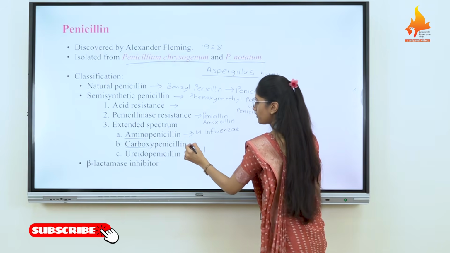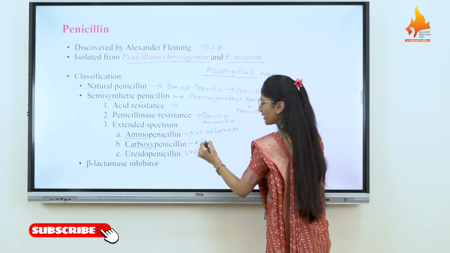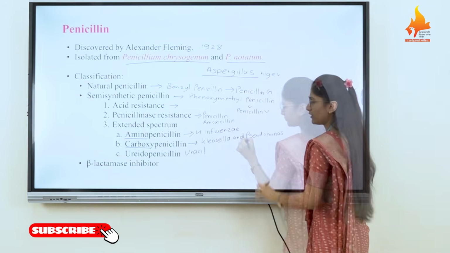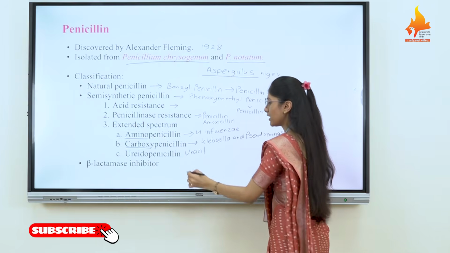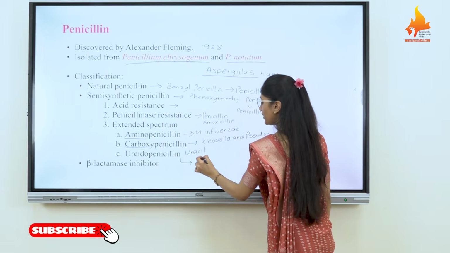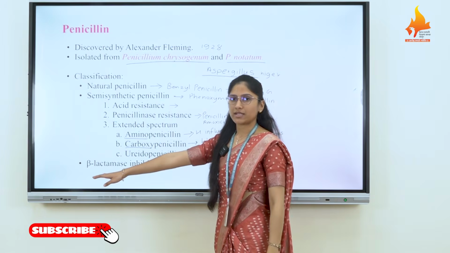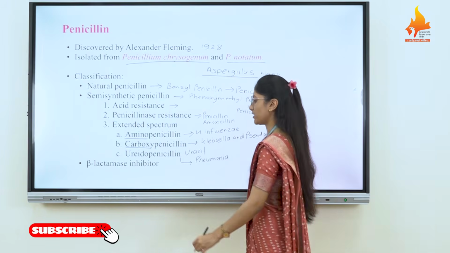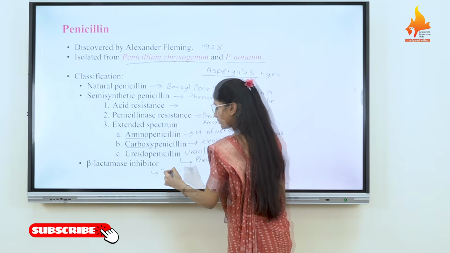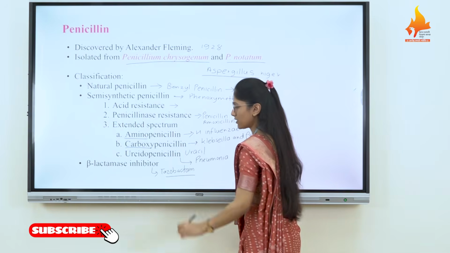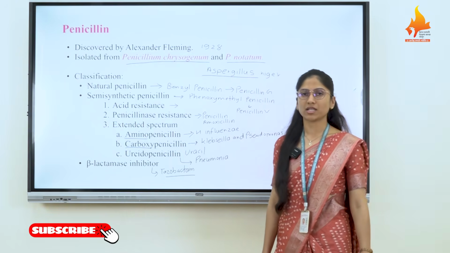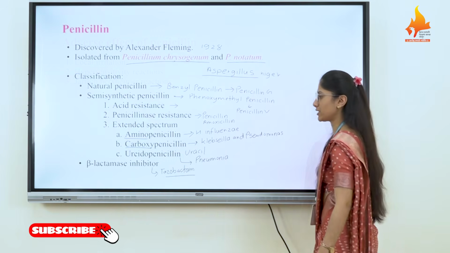Carboxypenicillin, this particular antibiotic, is active against Klebsiella and Pseudomonas. And the last one, ureidopenicillin, this particular antibiotic is active against pneumonia. And the last class, that is beta-lactamase inhibitor. The most common example is tazobactam. Tazobactam is the beta-lactamase inhibitor which is responsible for inhibiting the cell wall of that particular bacteria.